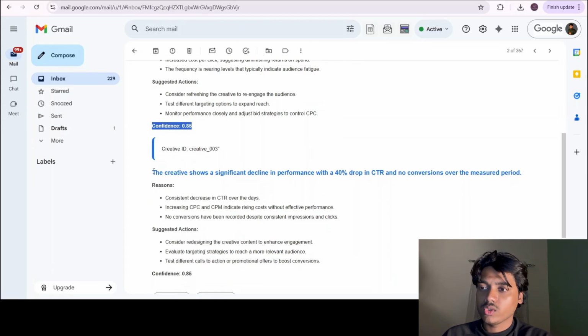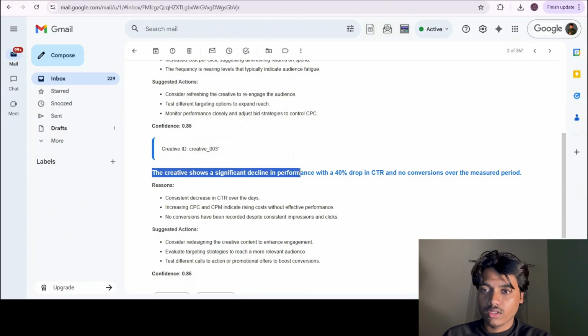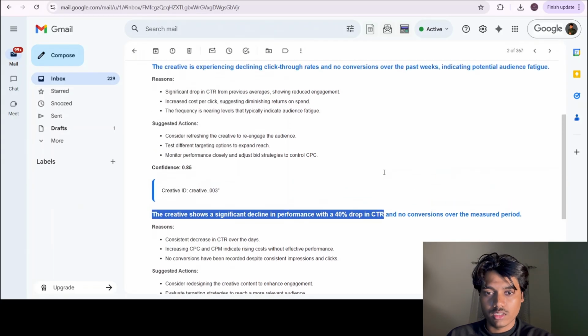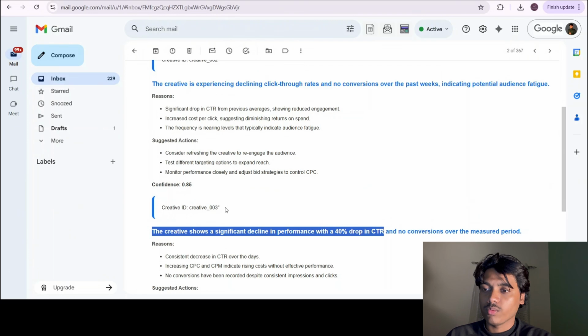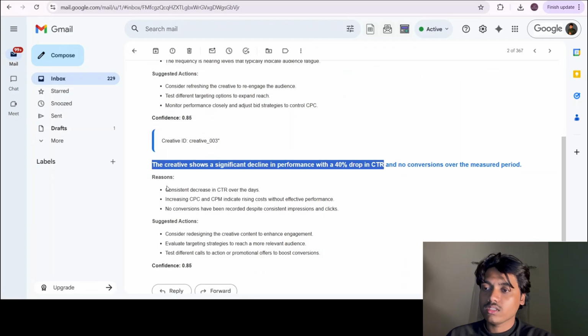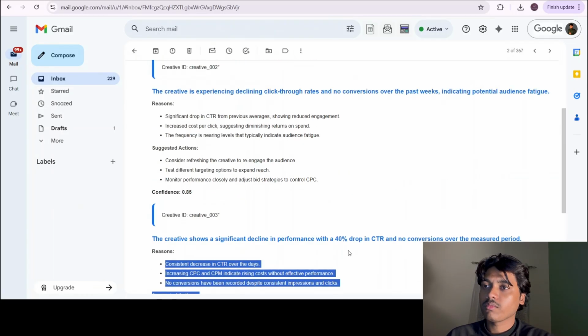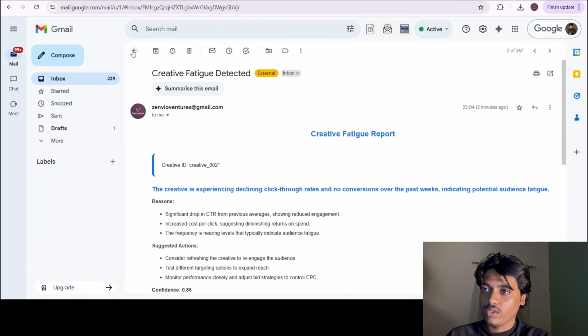For the second one, it is also indicated that it has creative fatigue, with a 40% drop in CTR and no conversions over the major period. Its creative ID is creative_003, and the reason for this is given here, and the suggested actions it has also mentioned. So this is the mail for the creative fatigue.